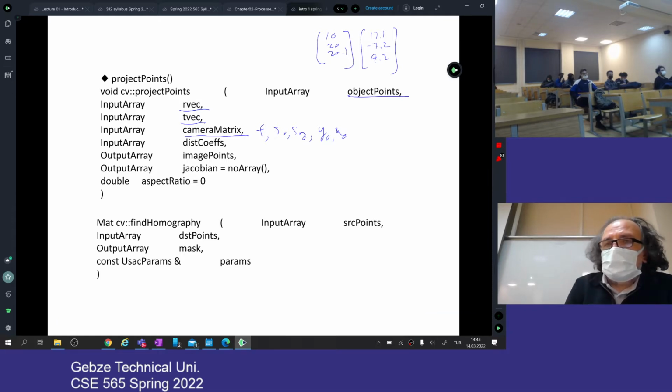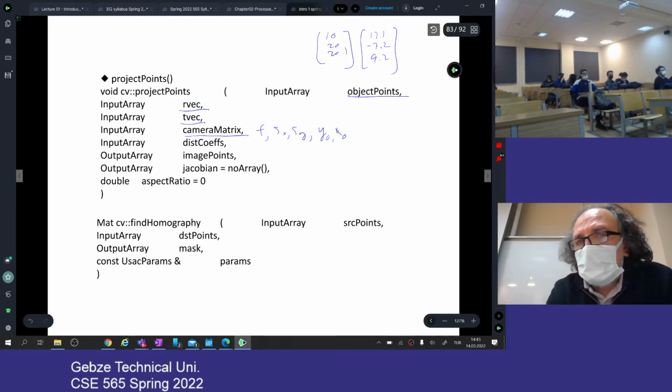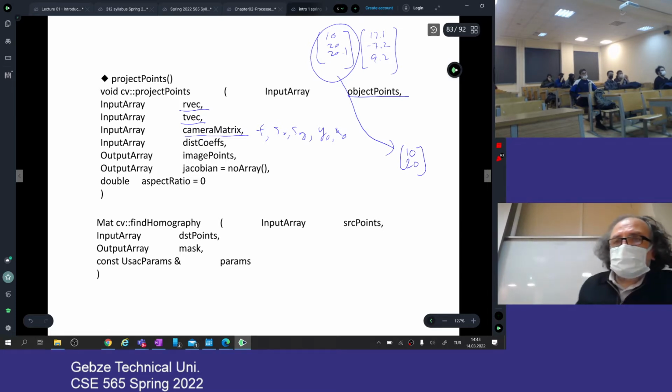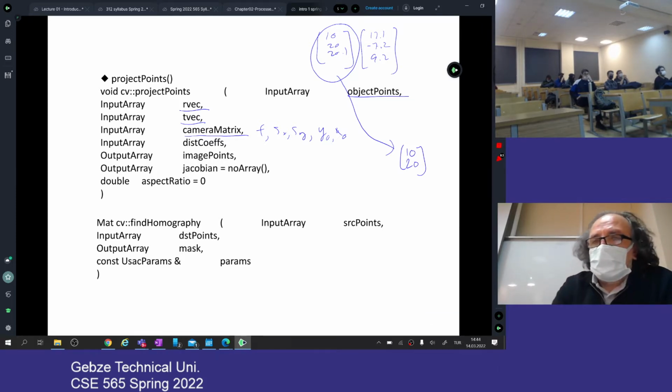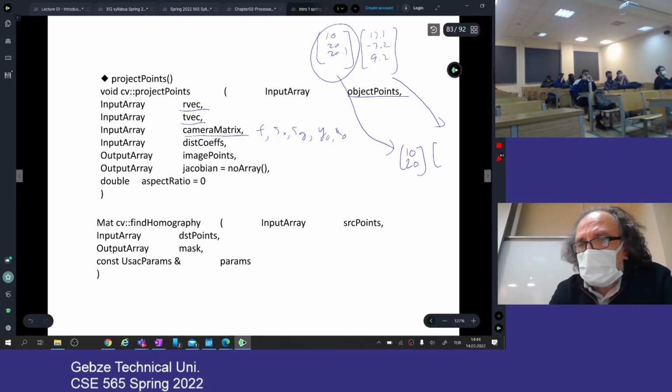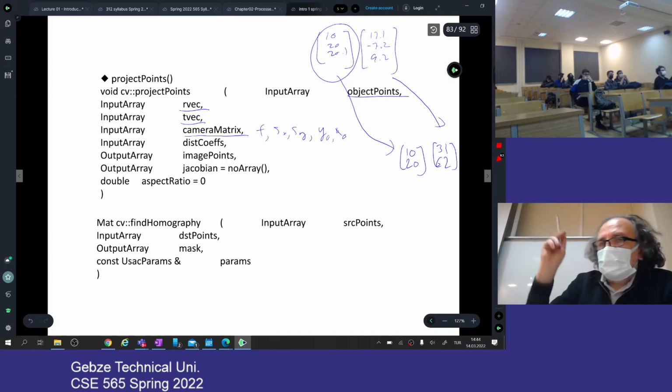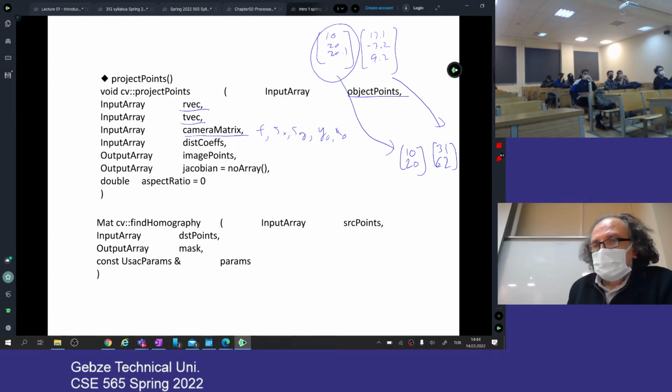At the end I will tell you that this three-dimensional point in the real world will correspond to column number 10 and row number 20. This one will correspond to column number, let's say, 31 and row number 62 maybe. I'm just making these up. So that's what this projectPoints function of OpenCV does.